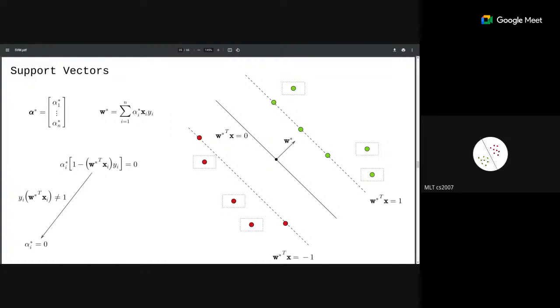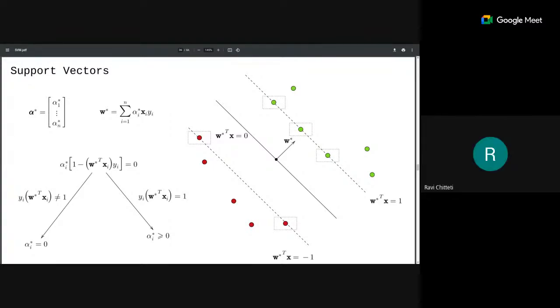So what happens in the case of W star transpose xi yi equal to 1? What can we say? Those are basically on the line. In that case, what can we say about alpha I star? You can just say that it's non-negative. We still can't say if it will be exactly 0 or strictly positive. So this is one way of viewing the support vectors. We come to the support vector part, but this is one way of viewing this image.